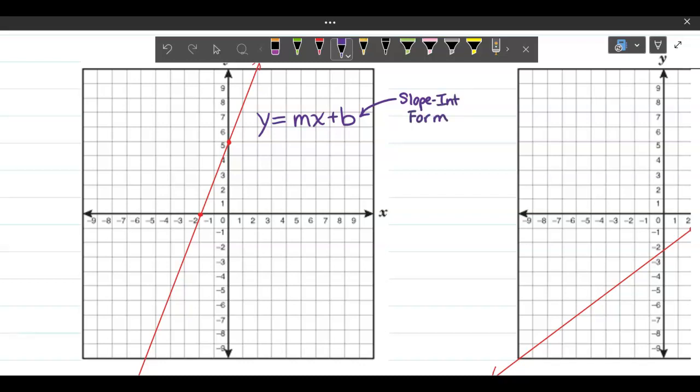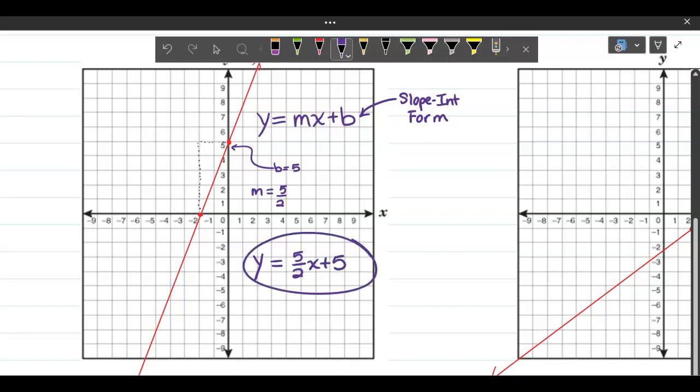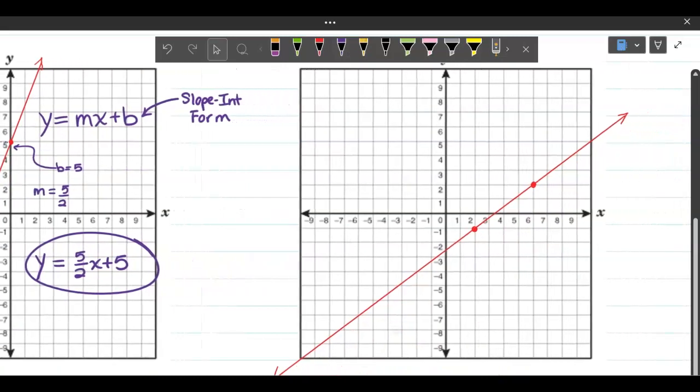All we need is the actual value for the b and the value for the m, and we would have a specific equation for this line. So it's real simple to see that right here is our b value, our b equals 5. We can also count up 5 blocks over 2 blocks, so we know that the slope is 5 over 2. So then we simply replace the m and the b, and we have our equation.